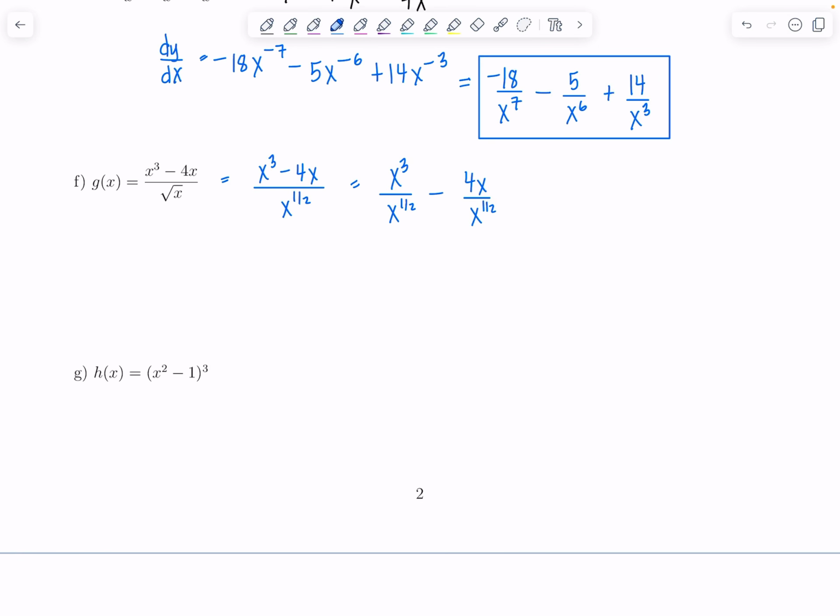And then from here, we're going to simplify because remember when we're dividing two terms with the same base, you can simplify by subtracting their exponents. So you always do top minus bottom. So 3 minus 1/2, this is 6/2 minus 1/2. I'm going to have x to the 5/2 minus, and then this is 4x to the first, remember? So 1 minus 1/2 is 1/2, and the 4 just hangs out, comes along for the ride.